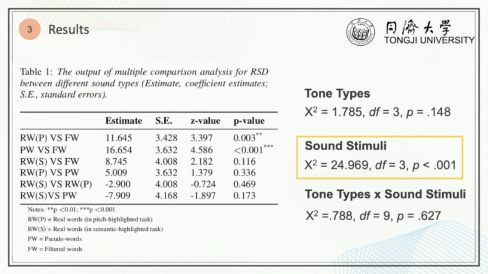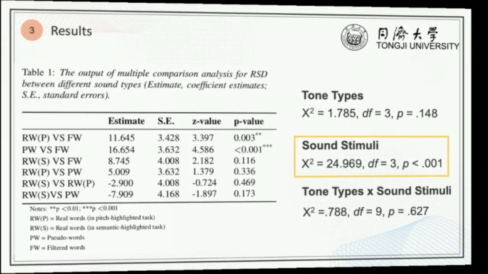In order to explore the within-group effect in sound stimuli, a post-hoc multiple comparison test was conducted using the multcomp package in R. The results, as represented in the table, revealed that filtered words motivated a significantly smaller RSD than both real words and pseudo words in the pitch highlighted task, whereas there was no significant difference between real words and pseudo words. Besides, the results showed that real words in the semantic highlighted task did not motivate a greater RSD when compared to other sound stimuli.